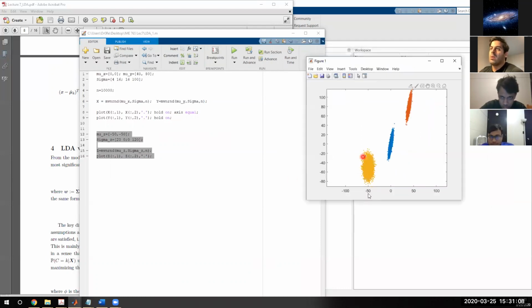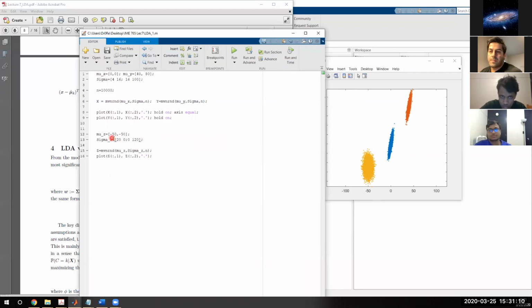See, it's not a sphere. Why? Because in your x direction, the variance, I should say the first feature direction, the variance is 20. So it's smaller in this direction. But your vertical direction is 120.